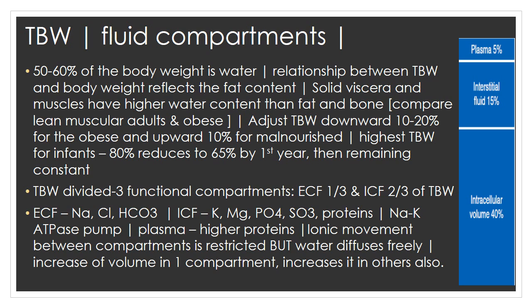Now, plasma and the interstitial fluid have almost the same concentration of electrolytes, the only difference being that plasma has a higher amount of proteins. This is the reason it can retain water inside its compartment. The next thing to understand is that water can freely move from compartment to compartment, whereas ionic movement is not so. Now, if you increase the volume in any one compartment, it increases the volume in other compartments also. This is because water can freely diffuse.